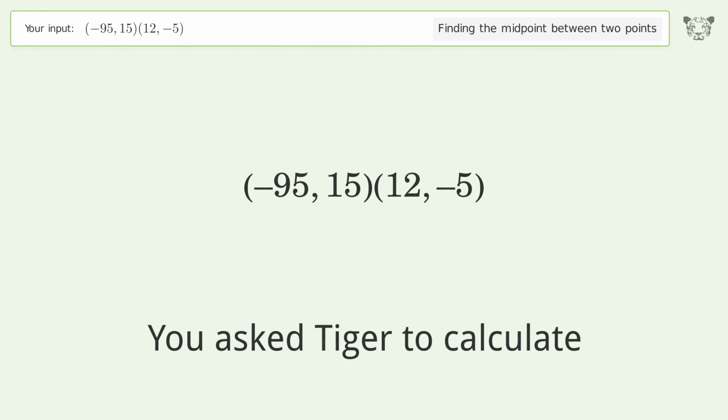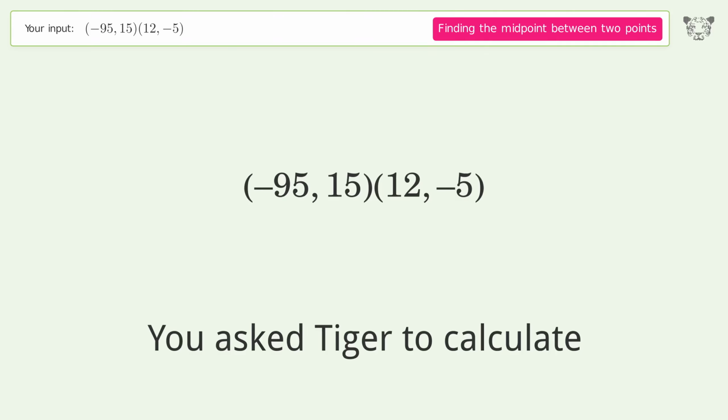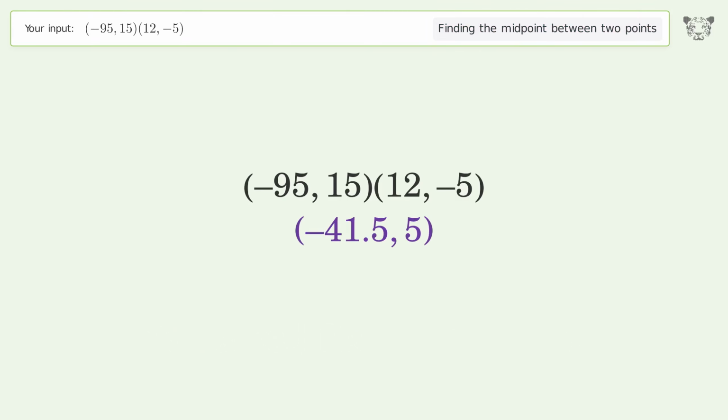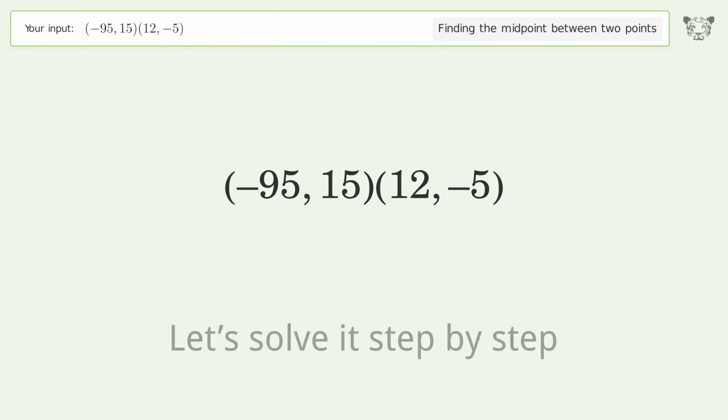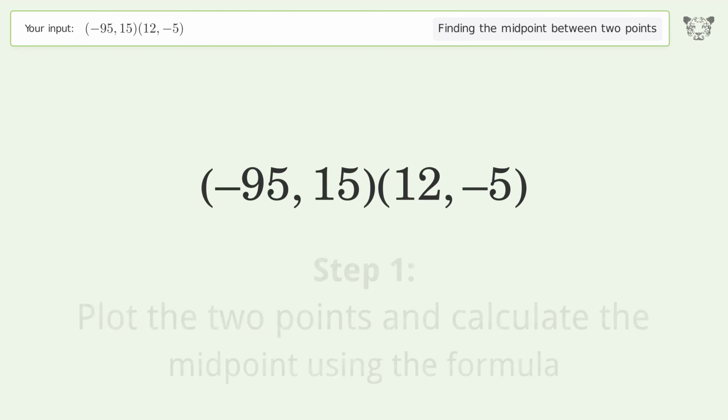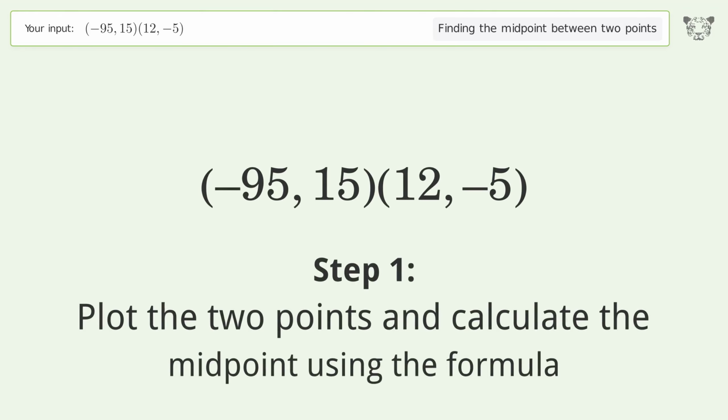You ask Tiger to calculate. This deals with finding the midpoint between 2 points. The midpoint between the 2 points is negative 41.55. Let's solve it step by step. Plot the 2 points and calculate the midpoint using the formula.